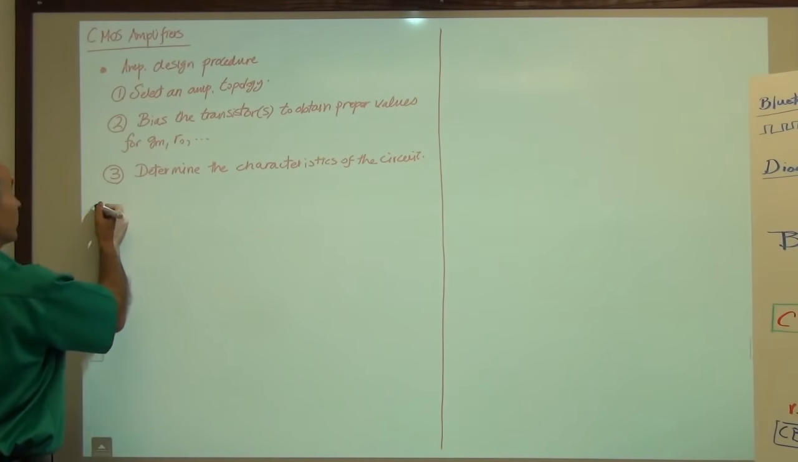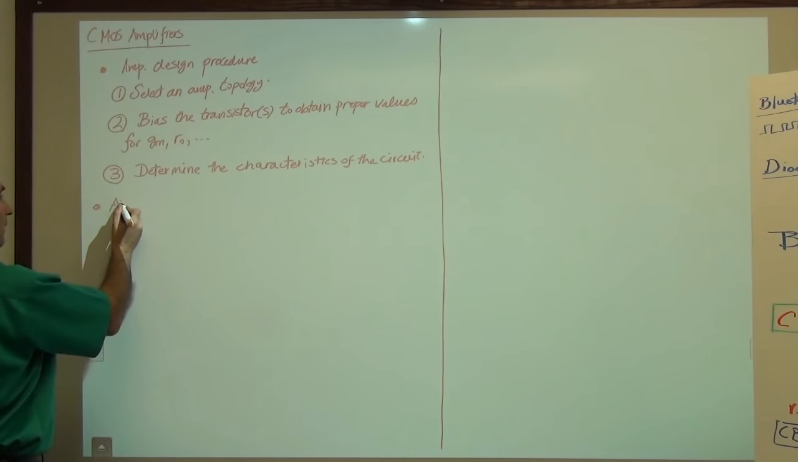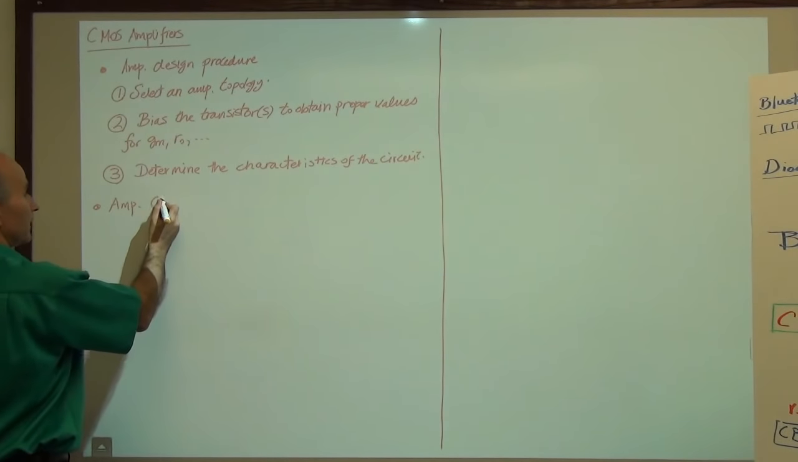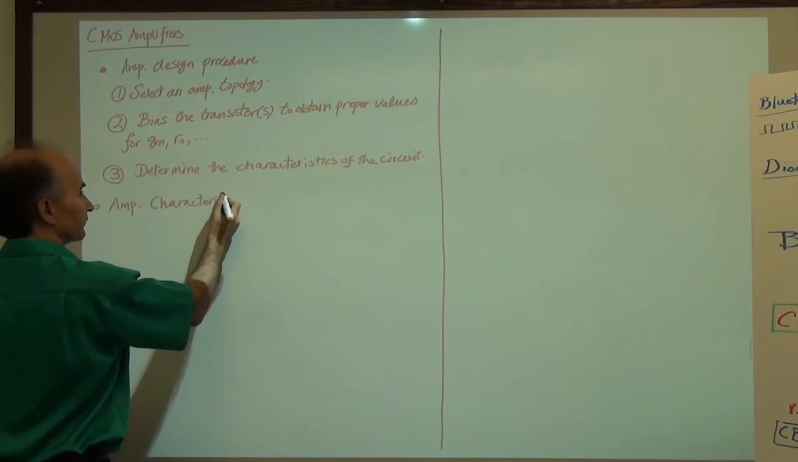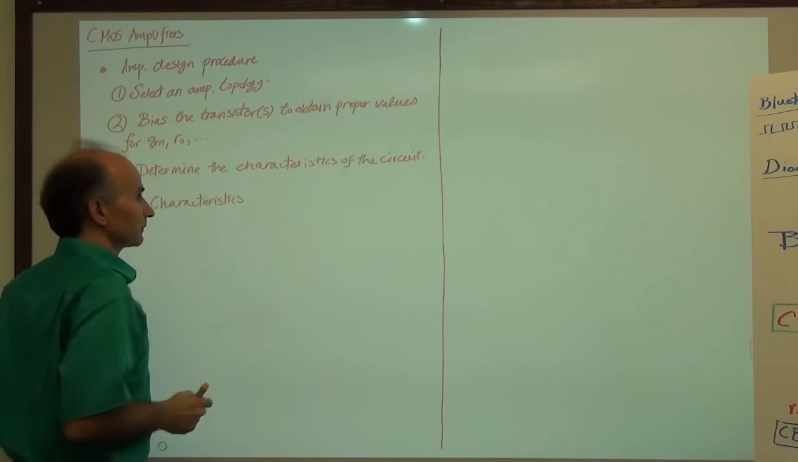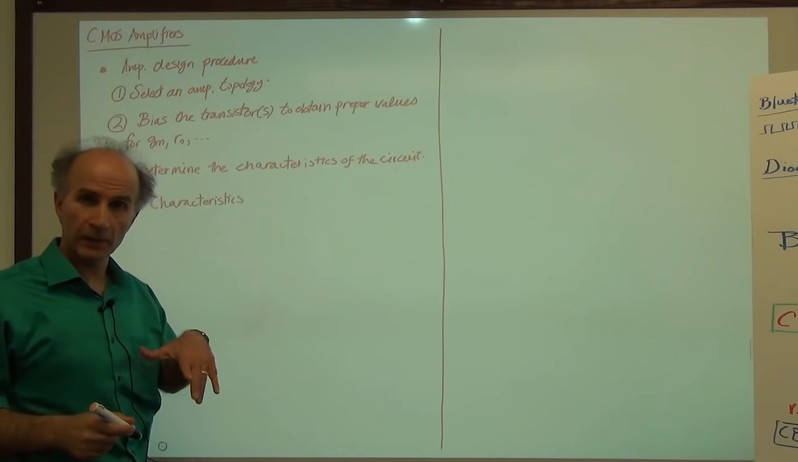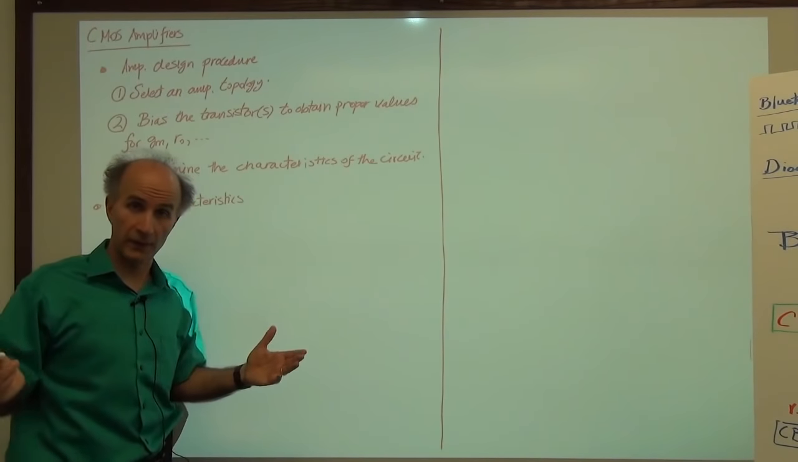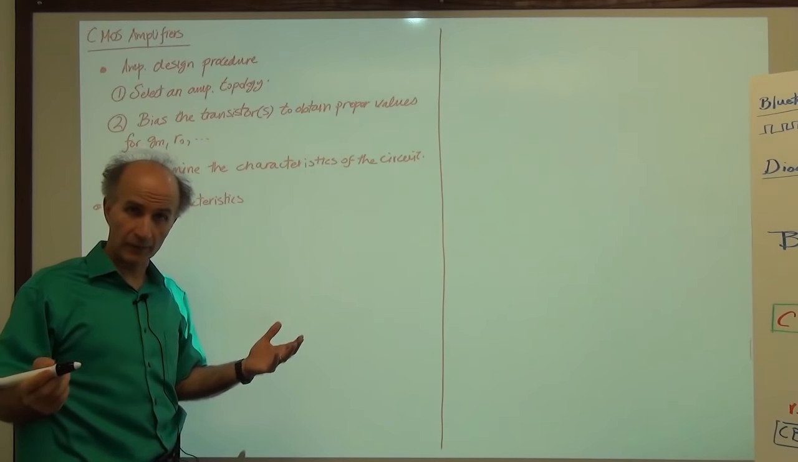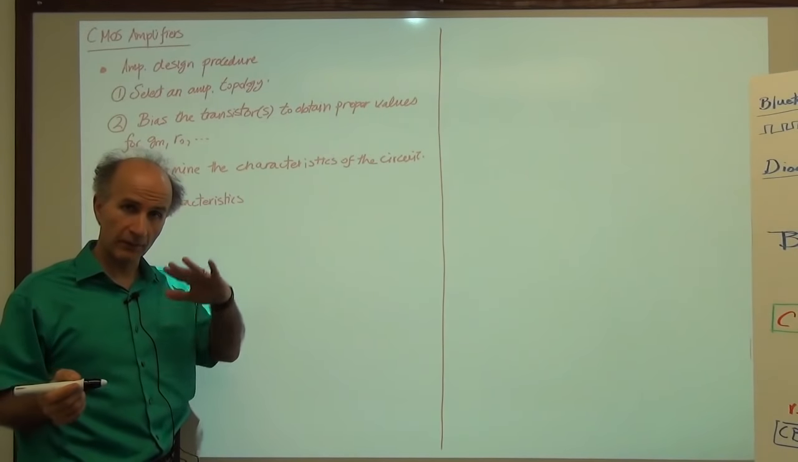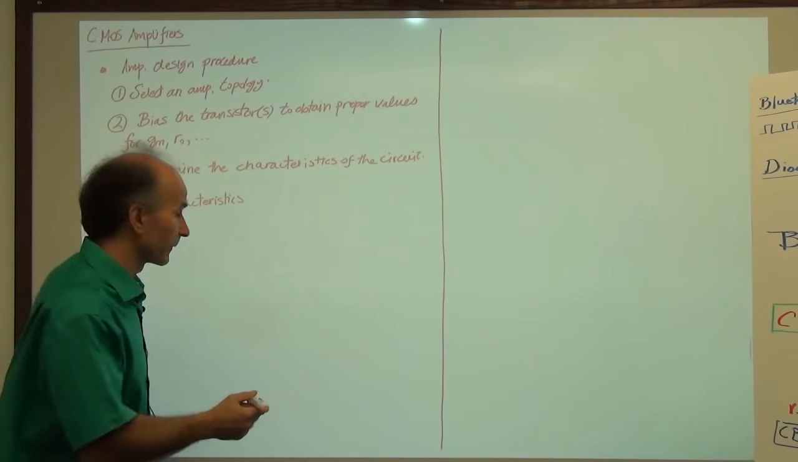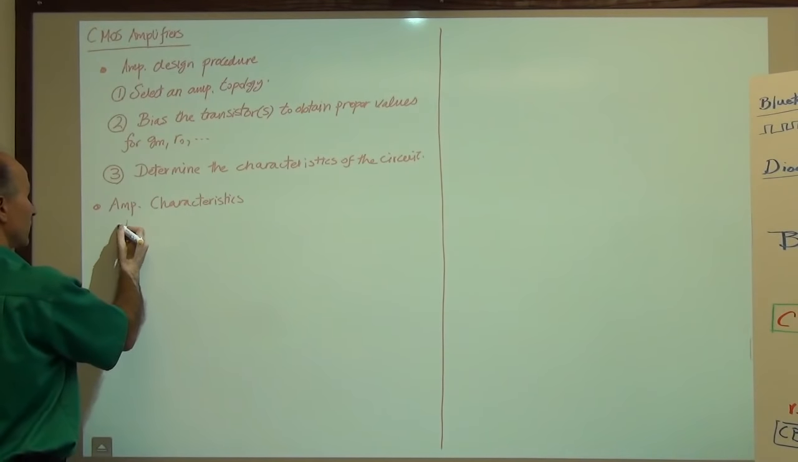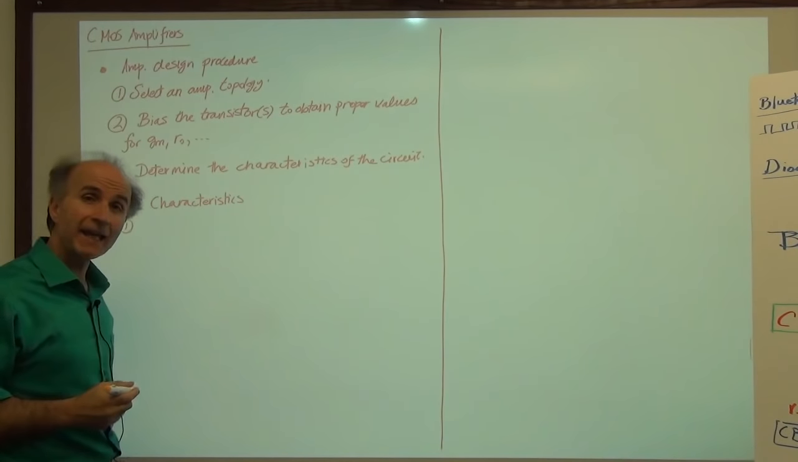So here are the amplifier characteristics that we are looking for. It's only for the purposes of this course, because there are numerous characteristics that an amplifier might have to satisfy. But we have to simplify and simplify and simplify so that at least it's something we can begin with. So, number one, what we call gain.